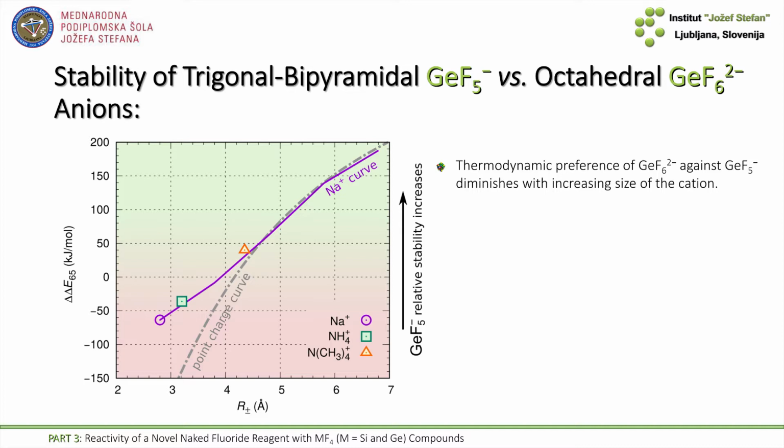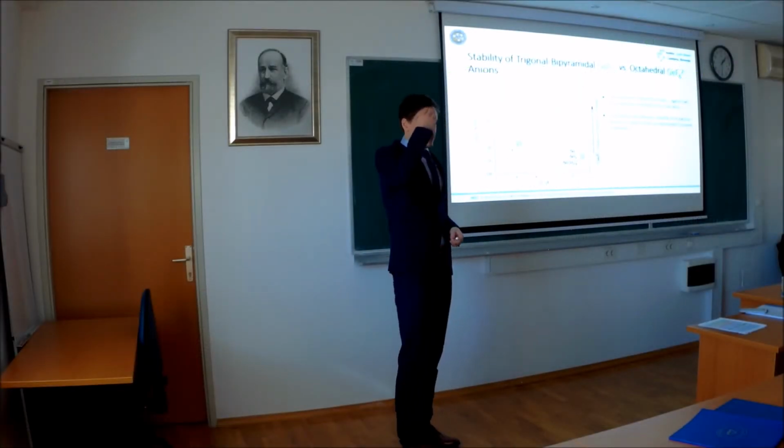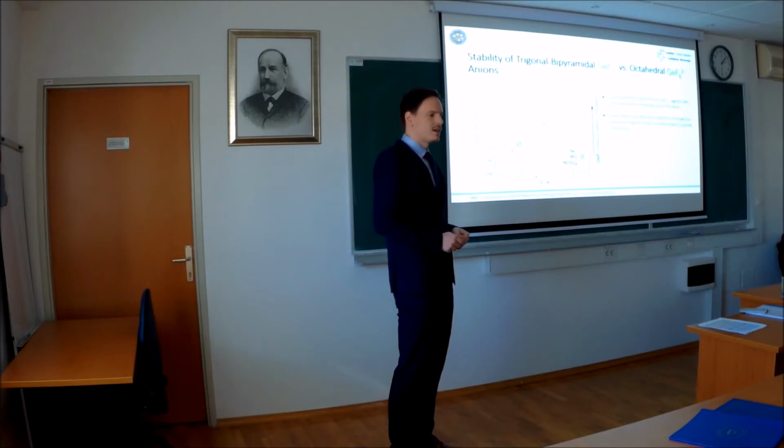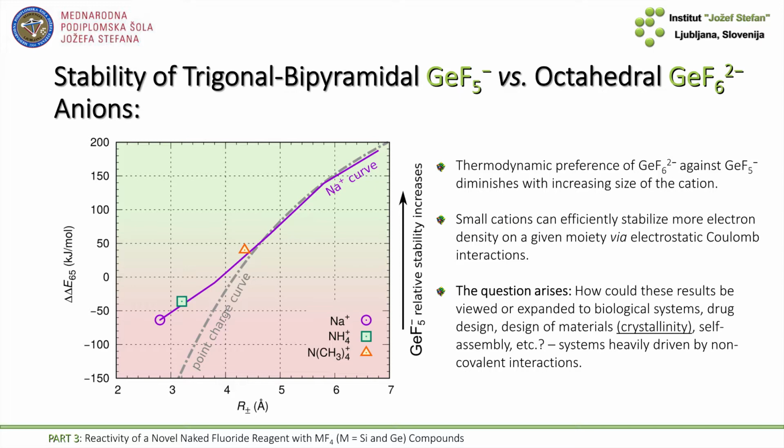So what this tells us is that the thermodynamic preference of hexafluorido germanate against pentafluorido germanate diminishes with increasing size of the cation. In other words, small cations can effectively stabilize more electron density on a given moiety via electrostatic Coulomb interactions. And here a PhD student asks himself, aren't there a lot of systems that are driven by electrostatic interactions? And so the question arises, how could these results be viewed or expanded to biological systems, drug design, design of materials, self-assembly, etc.? All systems that are heavily driven by non-covalent interactions.